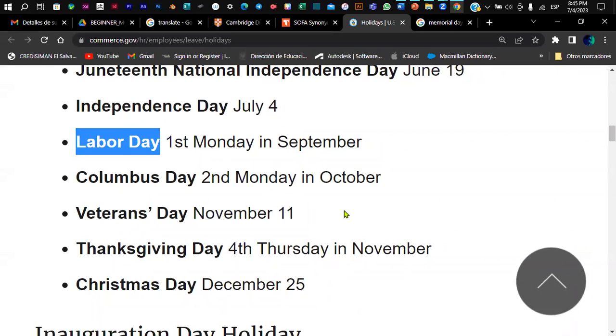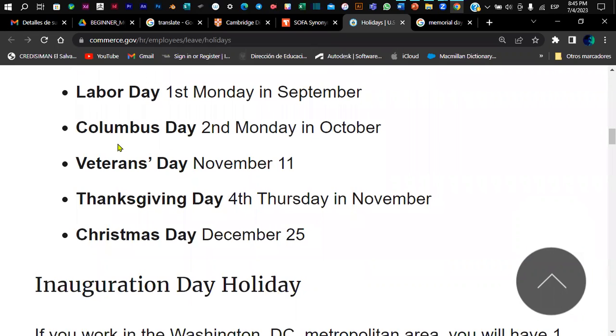Labor Day. What is Labor Day? Día del trabajo. Yes, correct. In the US, Labor Day. And in El Salvador, when is Labor Day? May 1st. Correct. It's on May 1st, Labor Day. Primero de May. Correct. All right.